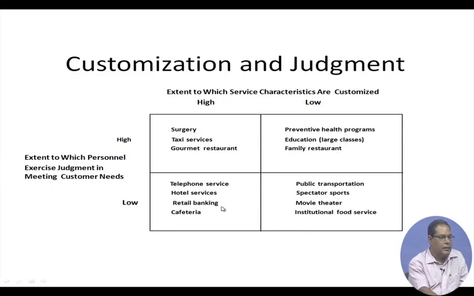And then the extent to which service characteristics are customized is high, and the extent to which personnel exercise judgment is low, like telephone services, hotel services, retail banking and cafeteria. And where both are low, like public transportation, spectator sports, movie theater and institutional food service. So, in this manner the services can be broken down into different types of services based on customization and judgment.